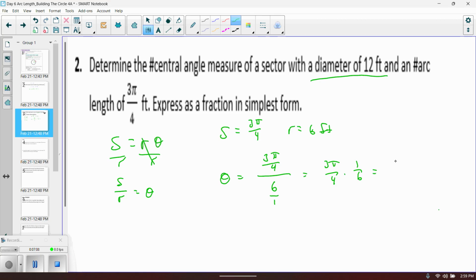which is going to be 3 pi, multiplying the top, over multiplying the bottom, 24. That does reduce because 3 goes into both 3 and 24 evenly. So we get pi over 8, and that would be in radians because it is theta. So we have solved for the central angle, which is pi over 8. All right, let's keep moving.